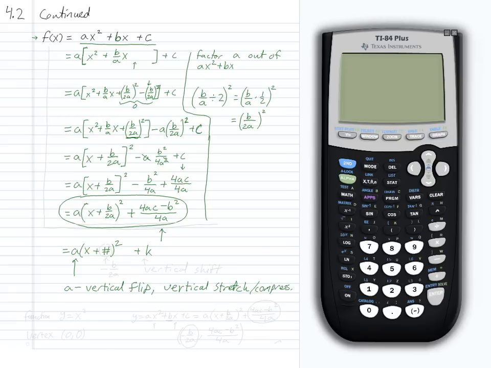Our number here inside the parentheses, here I have x plus a number, that is going to cause a horizontal shift. We're going to shift in the negative direction. So if this number b over 2a is positive, if I say x plus 3, for example, that would shift us in the negative direction 3 units. So we're actually going to move towards negative b over 2a. And finally, our plus k, this big number on the end, is just a vertical shift.